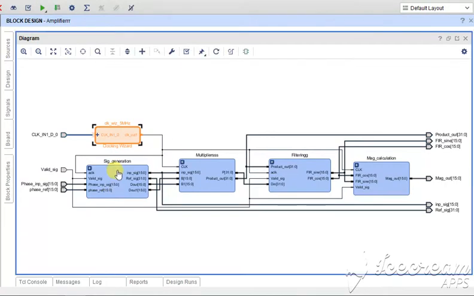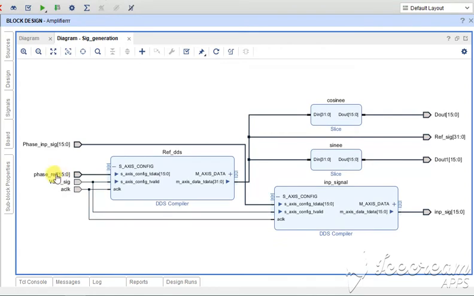Let us go inside this signal generation block. We can see that this is our phase reference signal that is the input towards this DDS, and this is our phase input signal that is input towards this DDS block, and there is a valid signal that is connected to both of these, and a clock signal that is connected to both of these. And we can see that the output of our reference DDS is split into two, that is sine and cosine, and this is our input signal that is used as a sine wave.